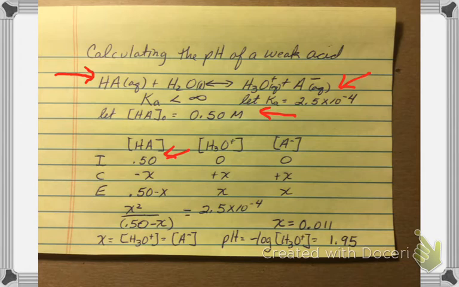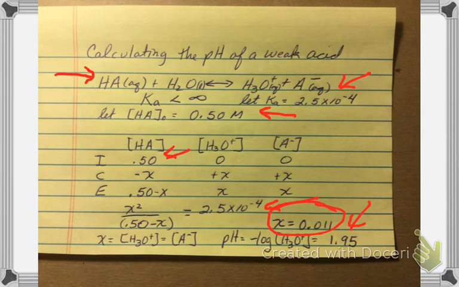At equilibrium, HA is 0.5 minus X, 0.5 being the starting amount, and H3O plus and A minus are plus X each. Again, for Ka, it's the products' concentration at equilibrium divided by the reactant, which will be x squared over 0.5 minus x. You can enter this into Solver. Obviously, you have to take the Ka value and subtract it from the other side. When you put it in Solver, you get x equals 0.011. X is actually the concentration of H3O plus. When you take minus the log of that, you get 1.95.